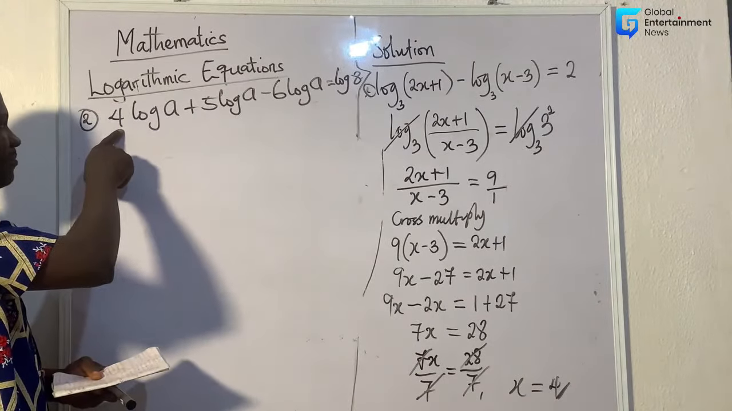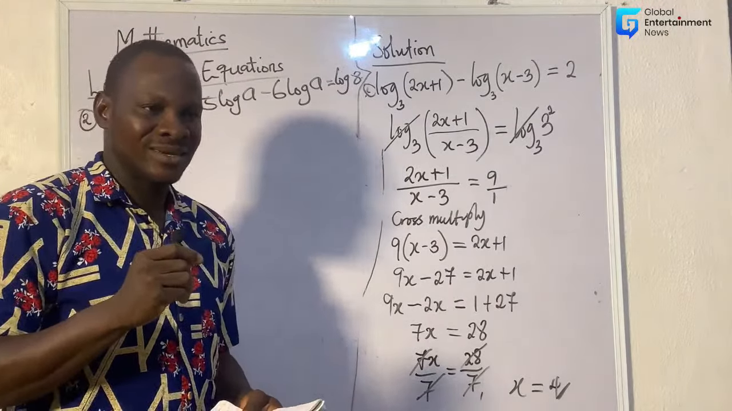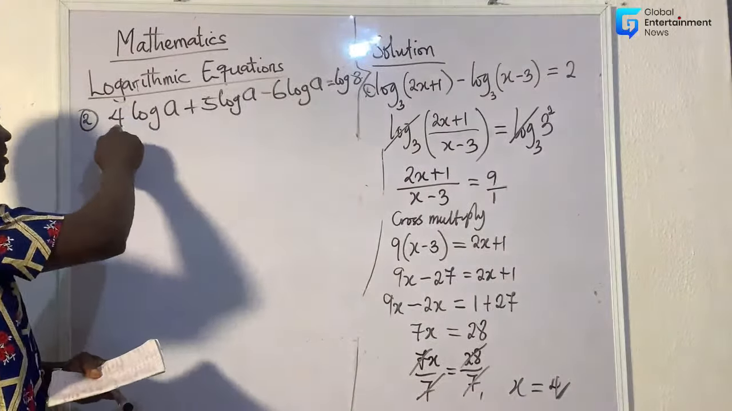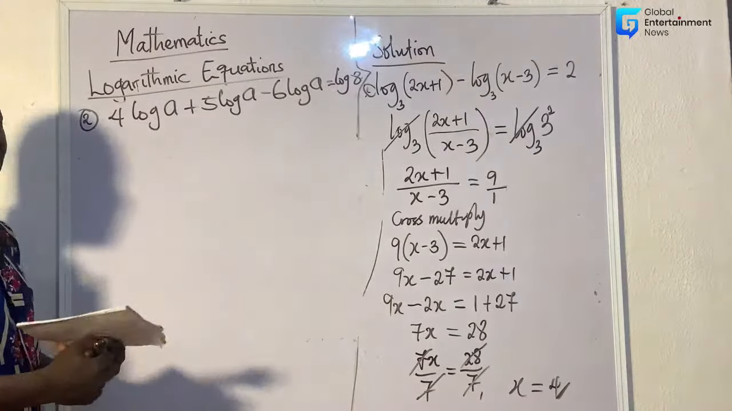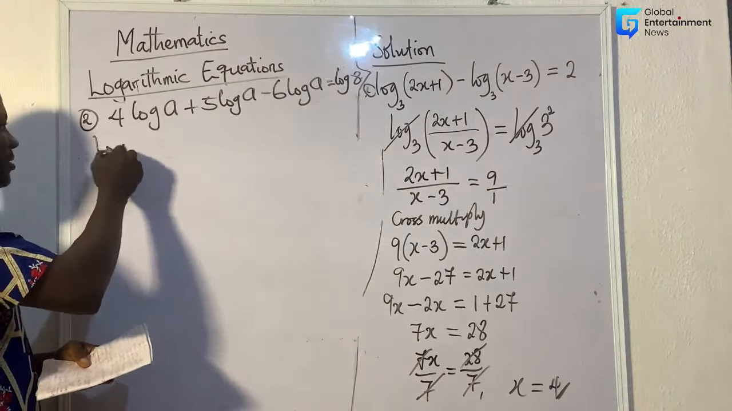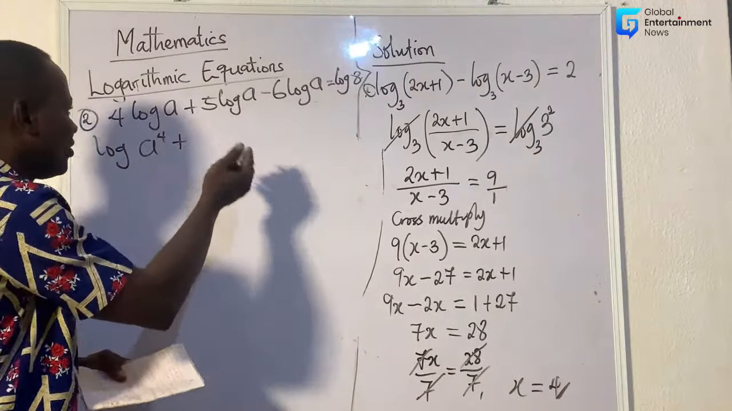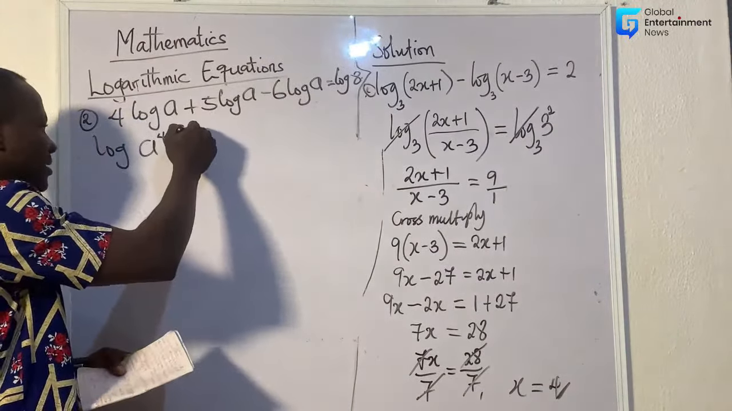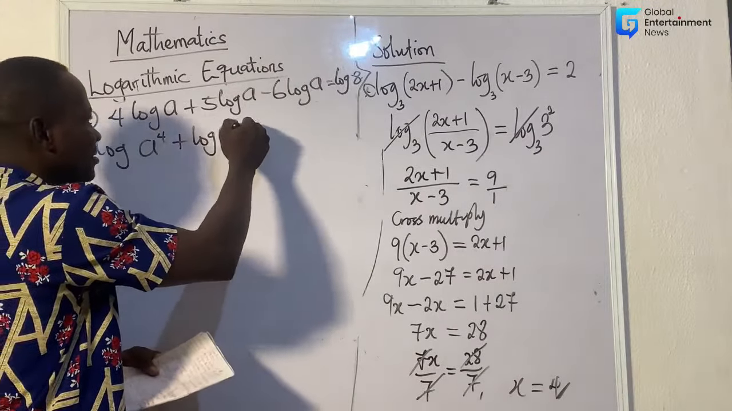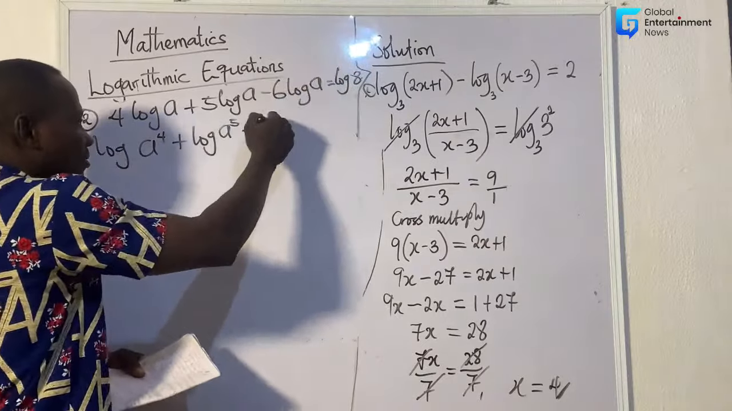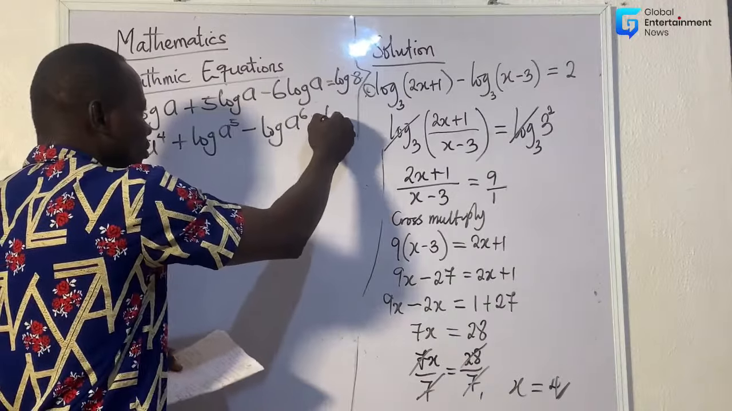Looking at the number before the log. The number before the log is what, everybody? Power. Thank you very much. That is power. That means I have to carry this 4 as the index of this base. It will now be log A raised to power 4 plus, what is the next one? This 5 also will come like this: log A raised to power 5. Then minus this 6 also will come like this: log A raised to power 6 is equal to log 8.